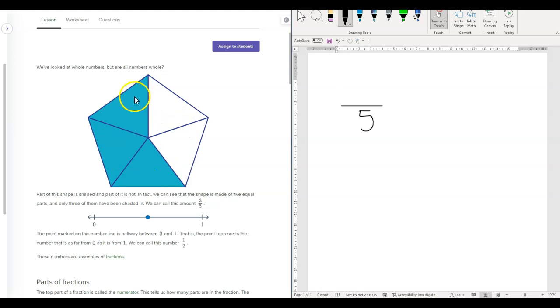And then we can see we've got 1, 2, 3 shaded. So the number that we would have at the top of our fraction would be 3. So we would say that's 3 over 5 or 3 of 5. And it basically means we have 3 pieces out of a possible 5 pieces. Okay, and that would represent this shape here.